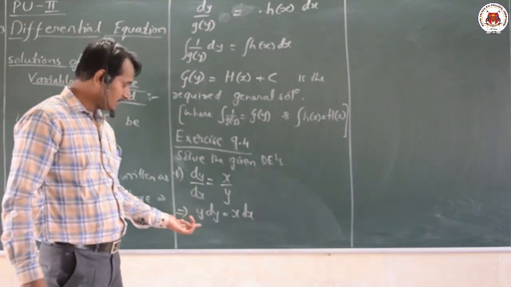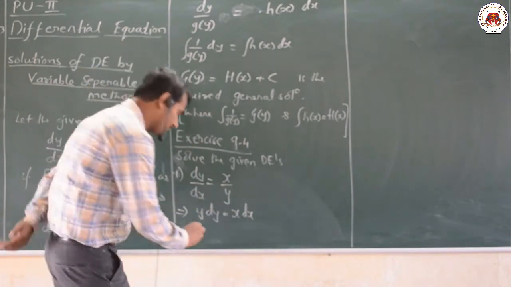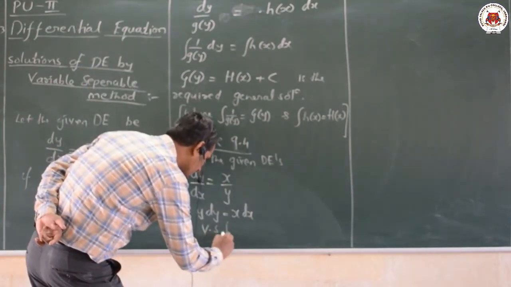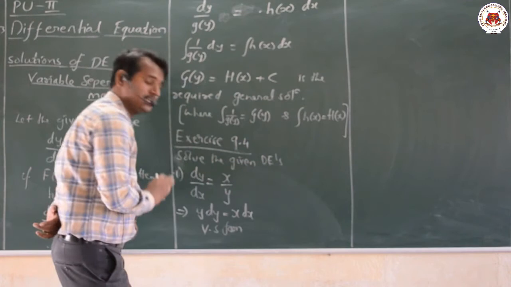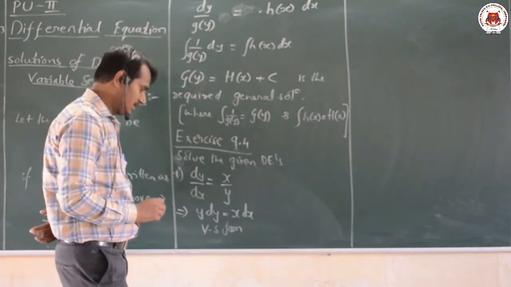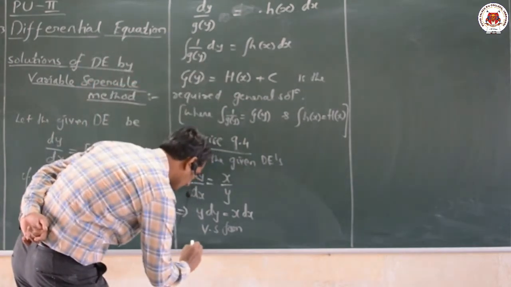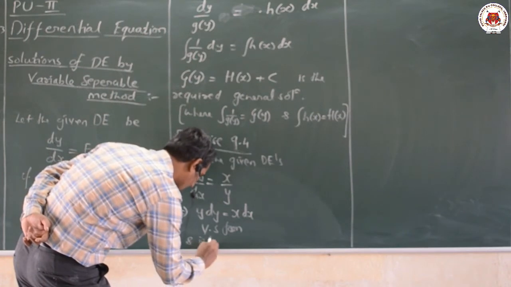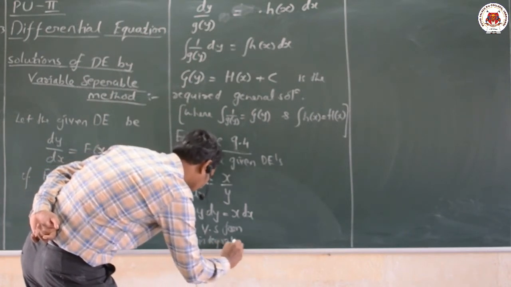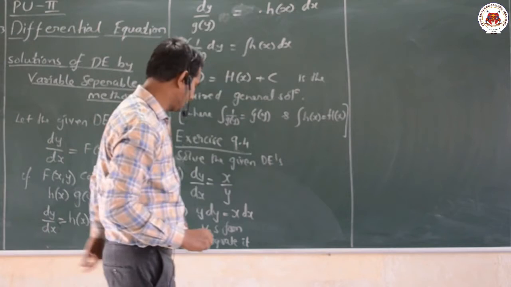Now here we can observe that it is a variable separable form. Which form is it? VS form, that means variable separable form. Now integrate it. So what do we get here?